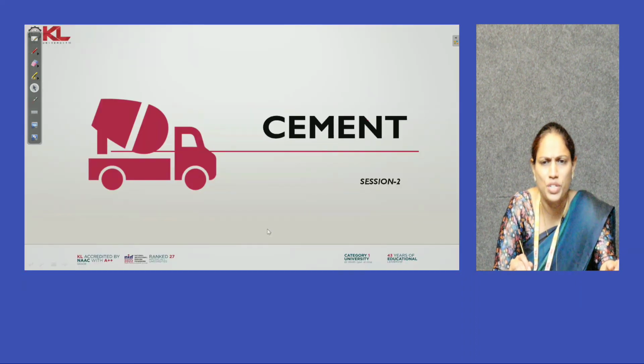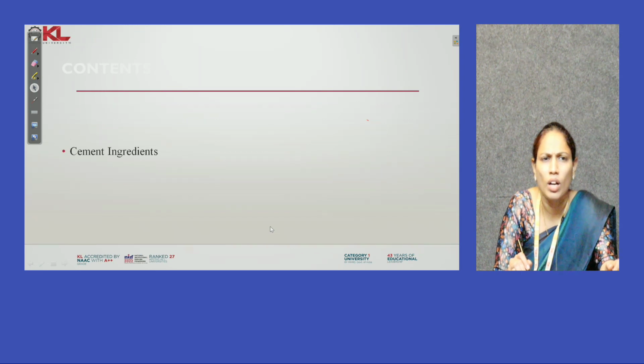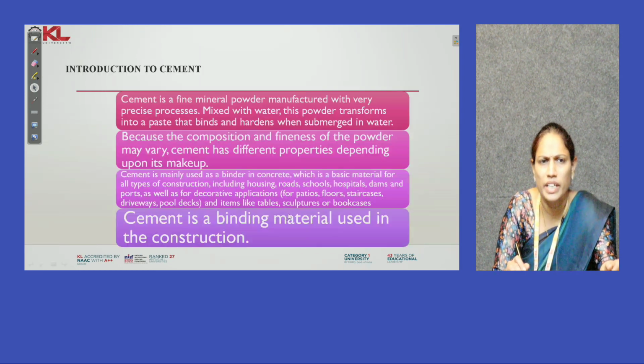So in cement session 2, the contents are cement ingredients and methods, an introduction to cement. Cement is a fine mineral powder manufactured with a very precise process. Mixed with water, the powder transforms into a paste that binds and hardens when submerged in water. Because the composition and fineness of the powder may vary, cement has different properties depending upon its makeup.